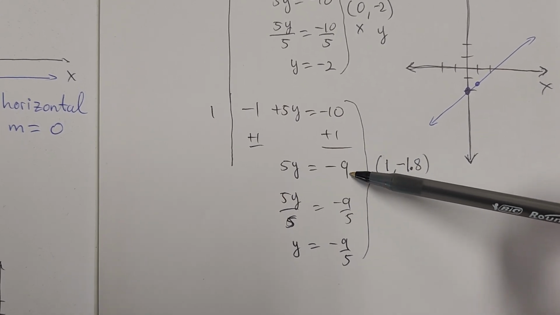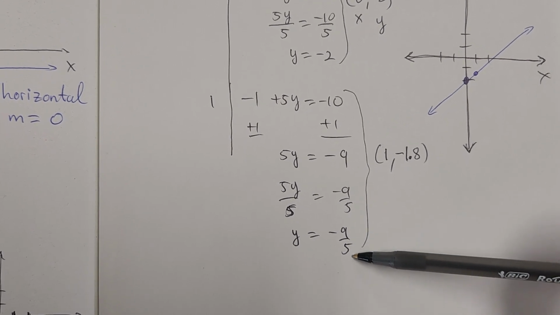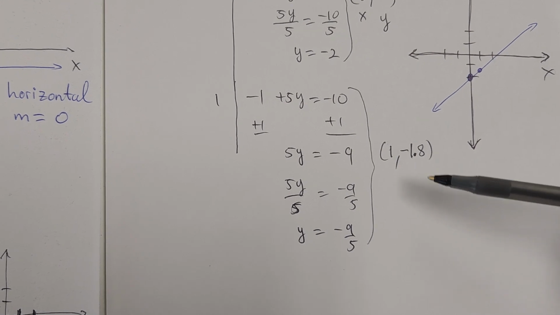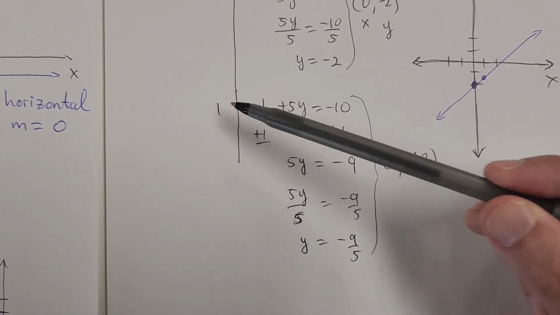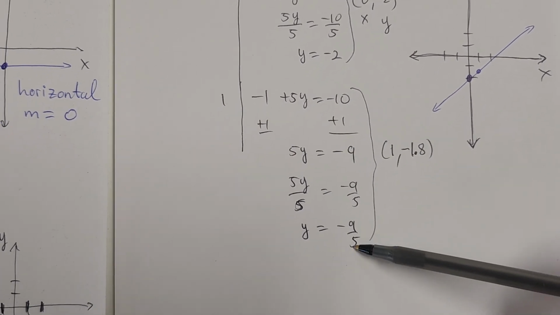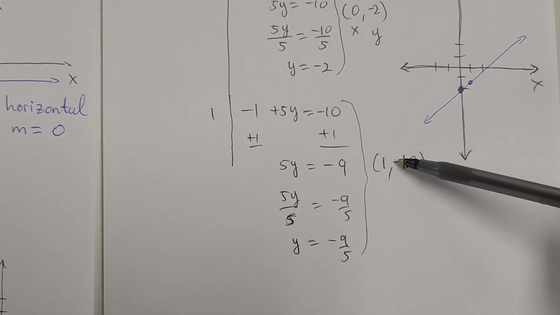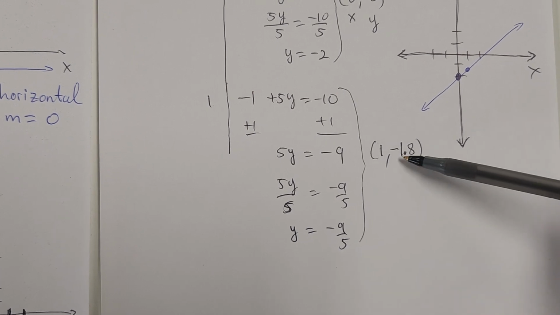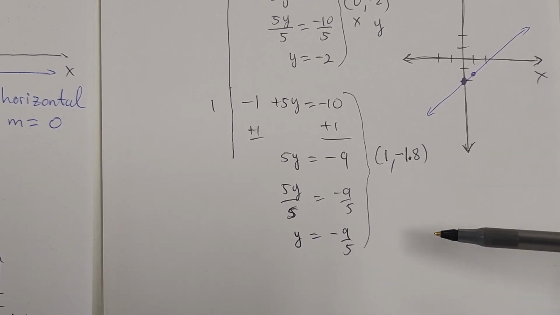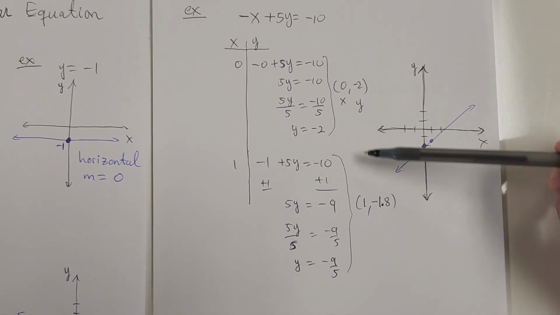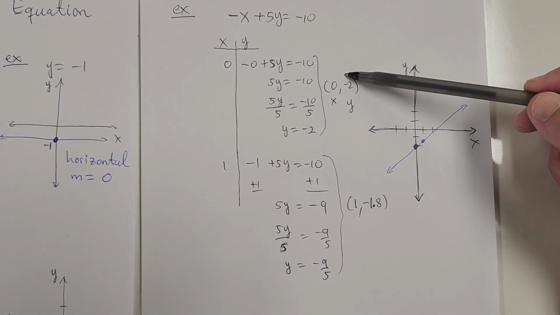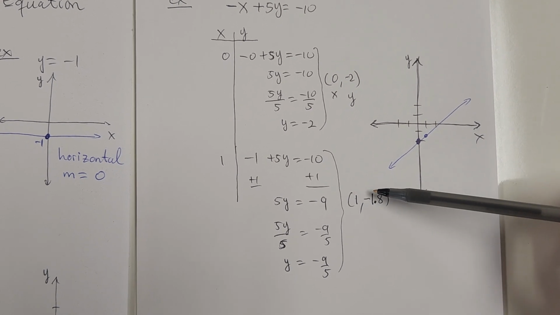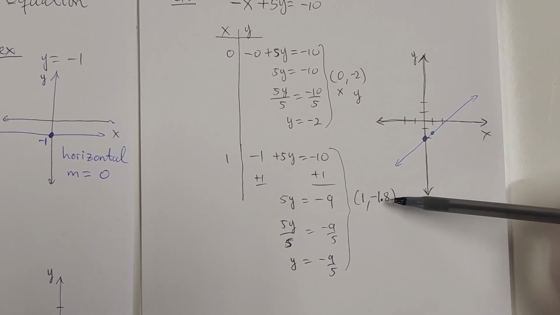Divide by 5 on both sides. So I have negative 9/5. And in decimal, it is negative 1.8. Okay. So my second point is 1 and negative 9/5. If you want to put it in decimal, it becomes negative 1.8. So there are my 2 points right here. 0, negative 2, and 1, negative 1.8.